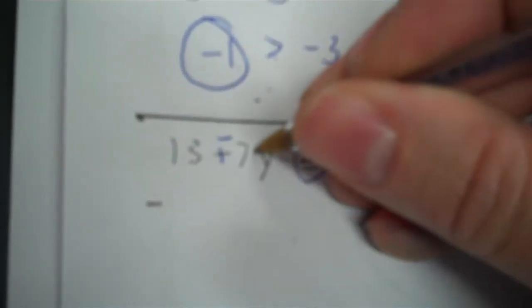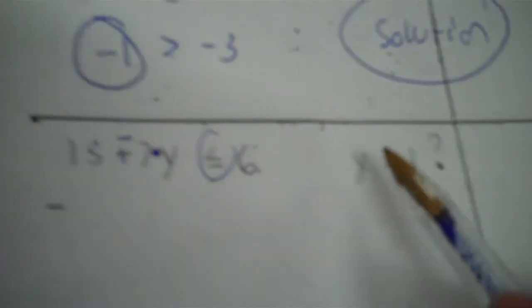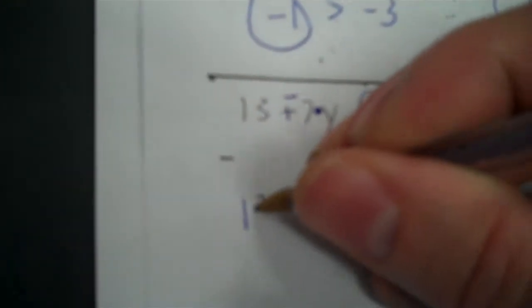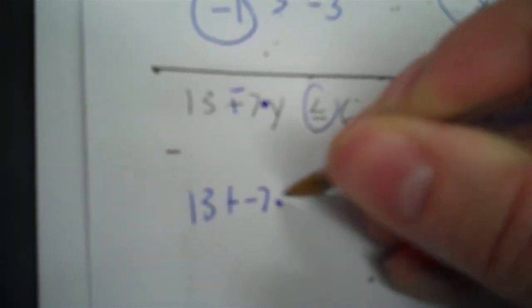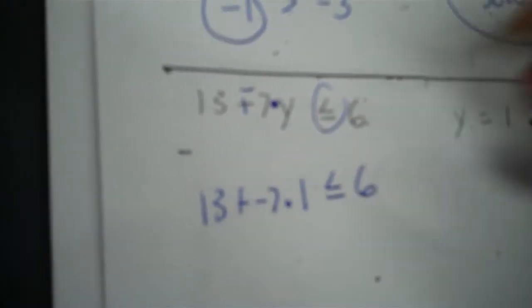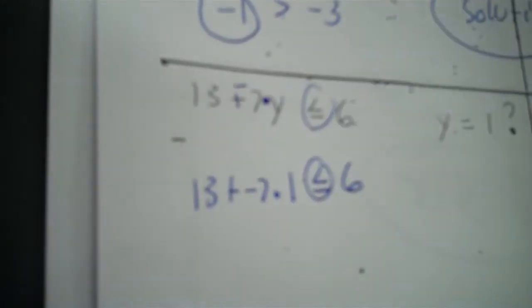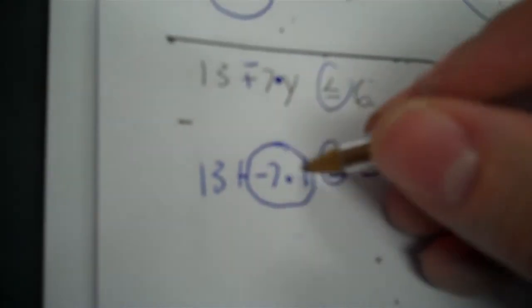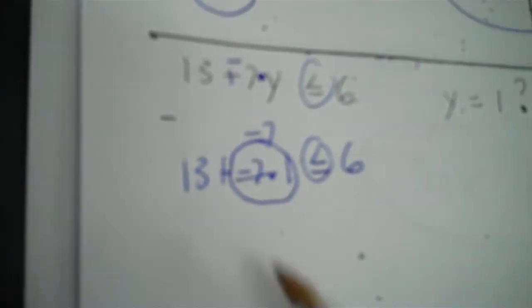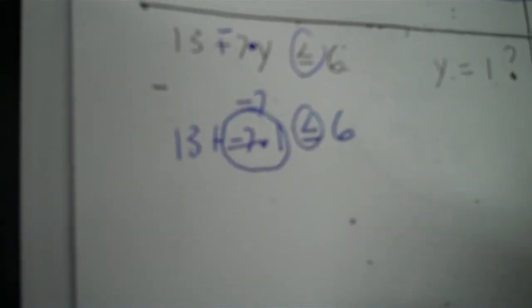Okay, next one. 13 minus 7, make that plus negative, and then 7 times y. Now you're going to replace the y with 1. So 13 plus -7 times 1 less than or equal to 6. So I got 6 on this side. I got to find what's on the other side. So I find my times. -7 times 1 is -7. Then I add 13 and -7. 13 plus -7, and that's 6.